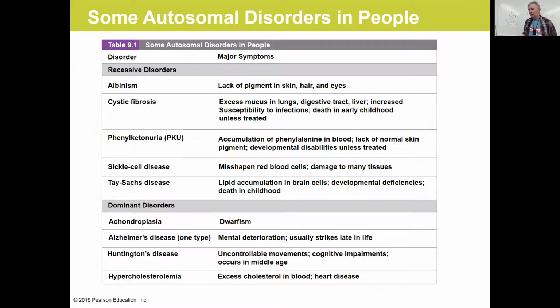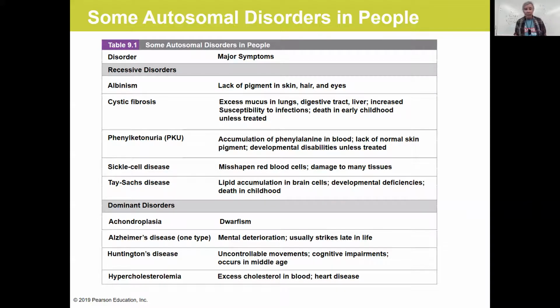Well, albinism, nothing you can do. Cystic fibrosis, the most common genetic disease in human beings, you can't do anything about it. Sickle cell, you can't do anything about it. Tay-Sachs is really bad. It causes death in childhood. There's nothing you can do.